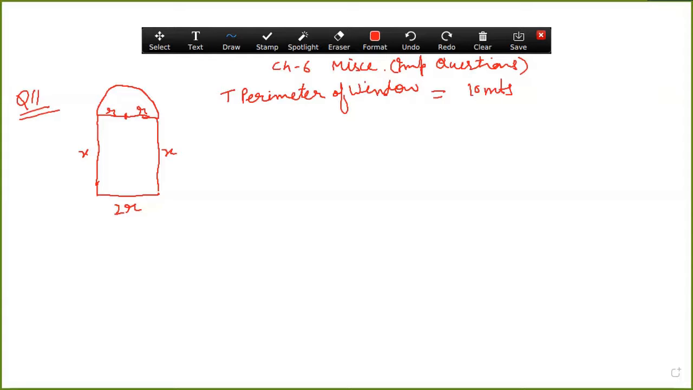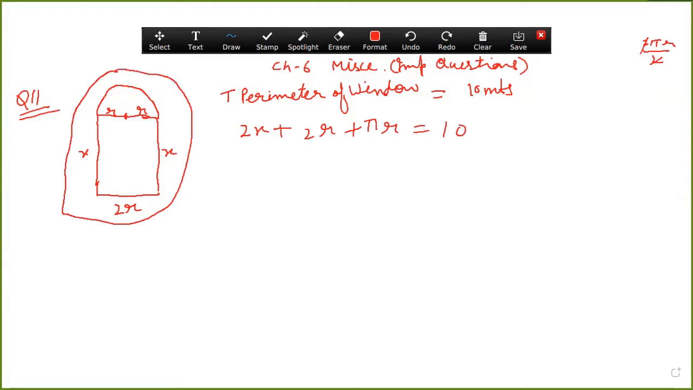Perimeter means the boundary of the window. So it is 2r plus semicircular plus x plus x, that is 2x, the length of the boundary, that is 2x plus 2r plus the semicircle. Semicircular means the whole circumference is 2 pi r, and half of it is pi r. It means plus pi r is equal to 10. We have added all lengths of the boundary of this figure. It means 2x plus 2r plus pi r is equal to 10.